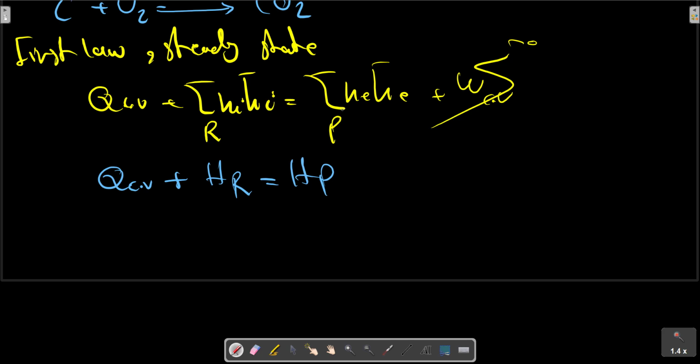Thus, a measurement of the heat transfer would give us the difference between the enthalpy of the product and the reactant, where each is at the reference state condition, H_P minus H_R.